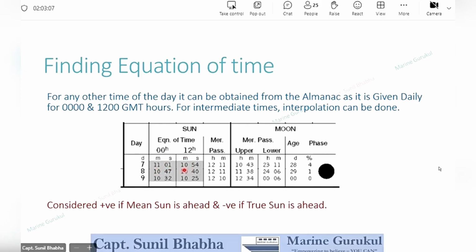At 1200 hours, the equation of time became 10 minutes and 54 seconds. Now for any intermediate time, if you want to find the value of equation of time for any time between 00 and 1200, you can interpolate and find out what is the value of the equation of time. Equation of time is considered positive if the mean sun is ahead and is considered negative if the true sun is ahead.